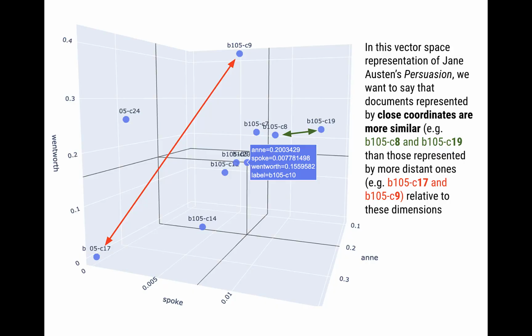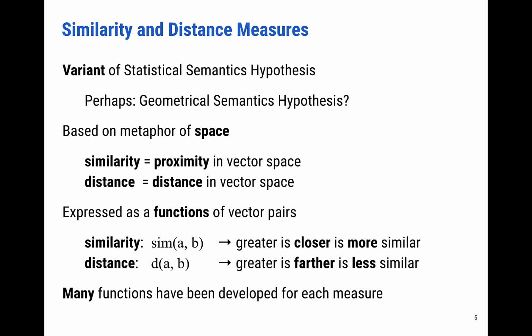In other words, the contents of chapter 8 and chapter 19 we want to think of as more similar to each other than the contents of chapter 9 and chapter 17, which are more distant in this space. This is the basic intuition of how we think about similarity within vector space. So this is essentially a variant of the statistical semantics hypothesis that we looked at, that Turney and Pantel introduced. Perhaps we might call it the geometrical semantics hypothesis, because what we're saying is that meaning is correlated with geometry.